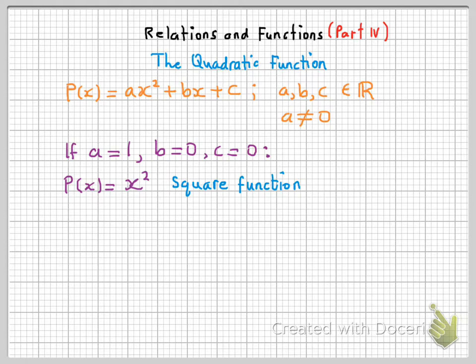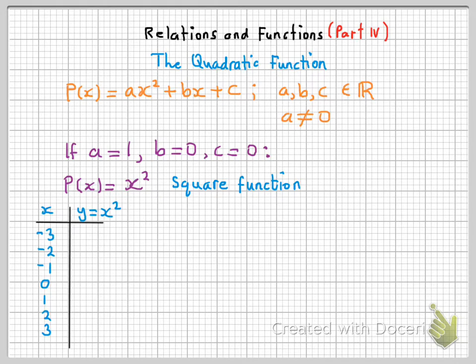That means p of x equals x squared. This is called the square function. You will recall that we said that these functions have names, right? And they do things. So this one squares anything that it takes on. The absolute value function takes on a real number and returns the absolute value of that number. The square function takes on a real number and returns the square of that real number. So let's see what the graph of this square function looks like.